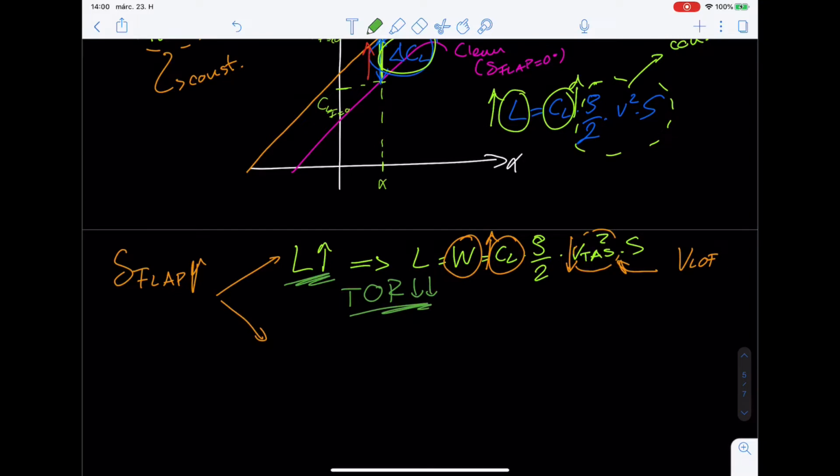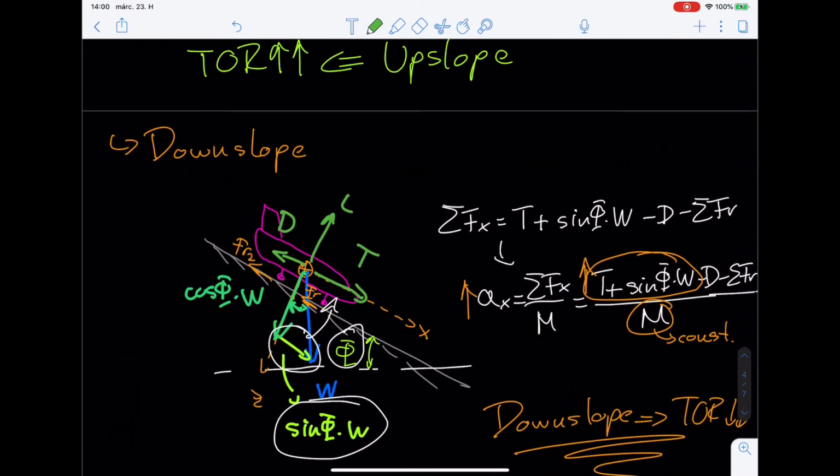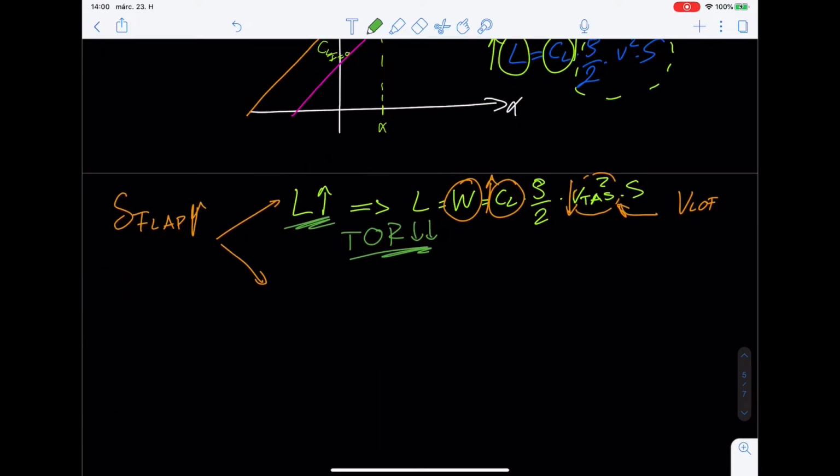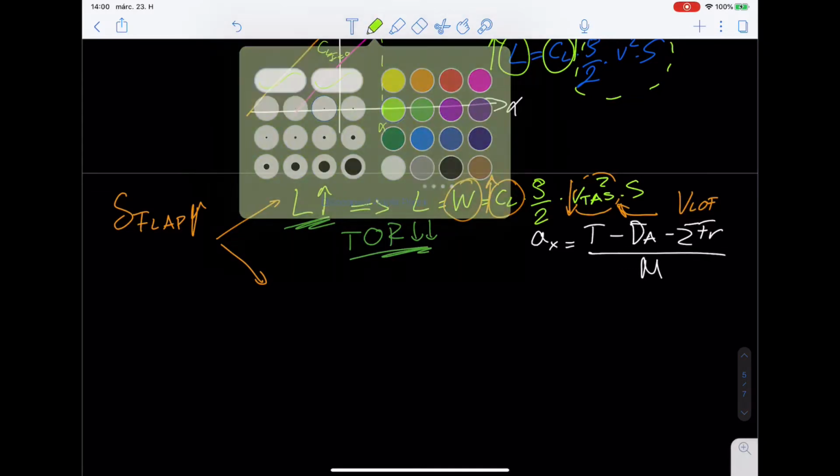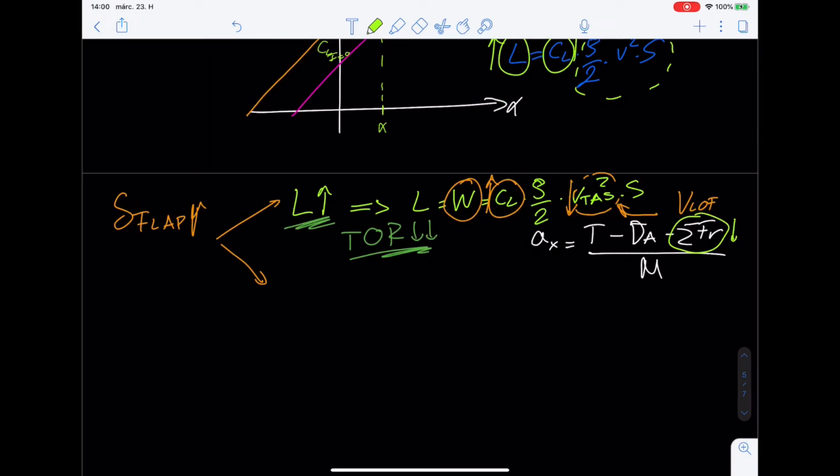We could also see that the weight minus the lift is going to reduce, so therefore the friction forces are going to be reduced. And actually you can write up the acceleration in the x-axis as the thrust minus the sum of the drag, so the aerodynamic drag, minus the sum of the friction forces, over the mass of the aircraft. So this component would decrease, which would increase the acceleration a little bit. So from the lift side, the takeoff run is reduced, which has a positive effect for us.